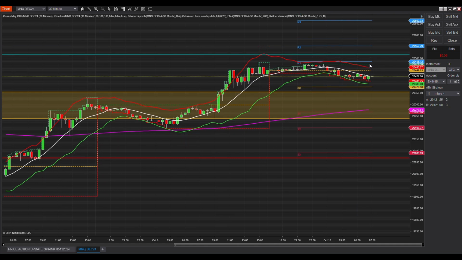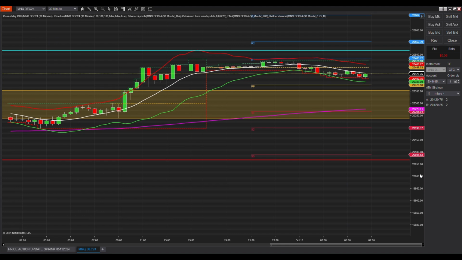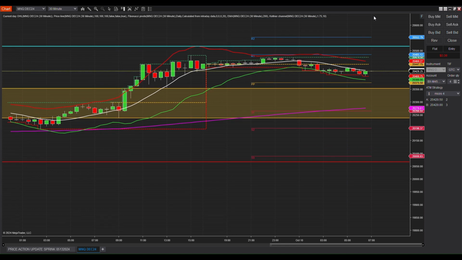I've got the high of the day, the low of the day, the open of the day range. I like to see those levels. And then it also gives me the high and the low of the previous days, which is right here. And then it also gives me the resistance levels. We have R1, R2, R3 is way up here. We've got the pivot point right here, the open.